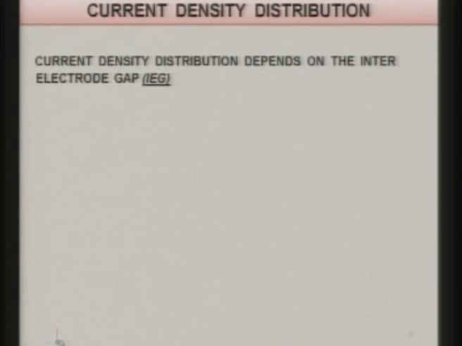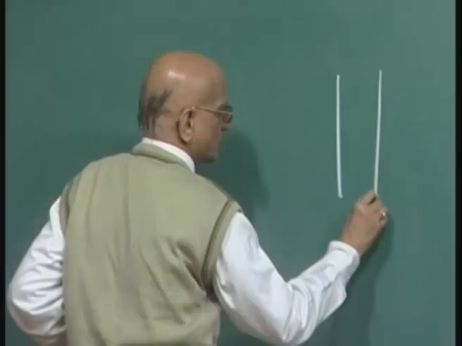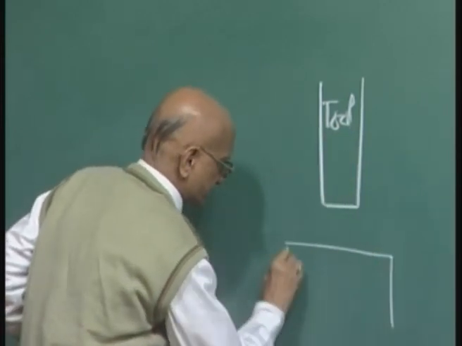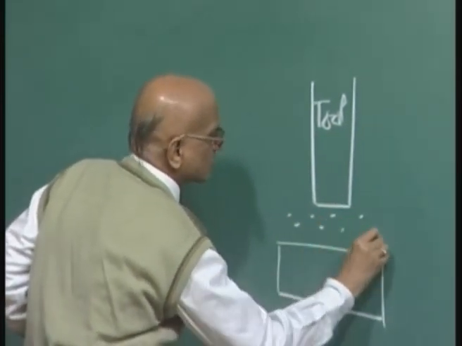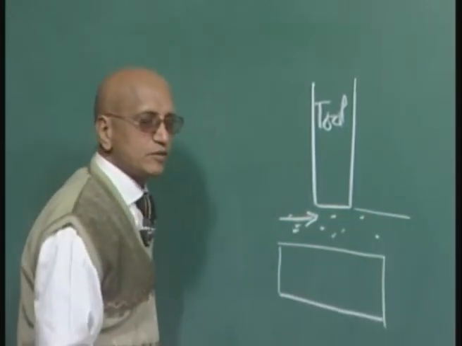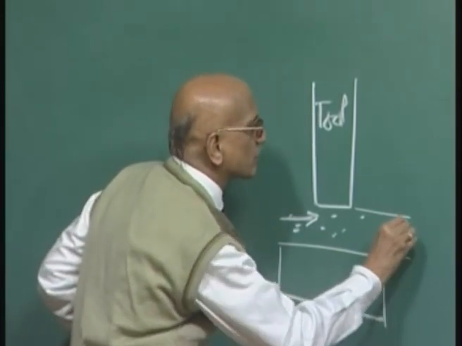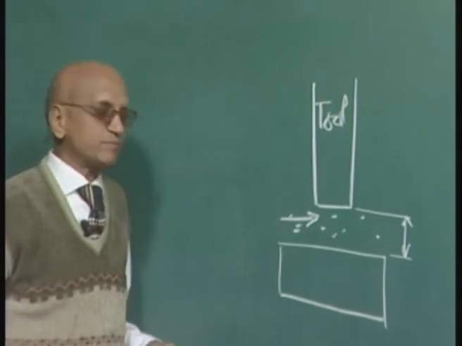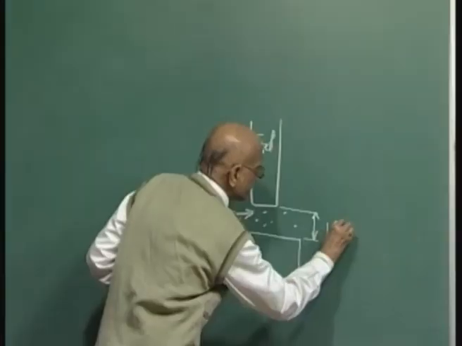Current density is a very important parameter in the electrochemical machining process. Current density distribution depends on the inter electrode gap. Let me again explain here what the inter electrode gap is. We have tool and workpiece. Electrolyte is flowing in the inter electrode gap. The gap between the bottom face of the tool and top face of the workpiece is known as the inter electrode gap, and it is abbreviated as IEG.